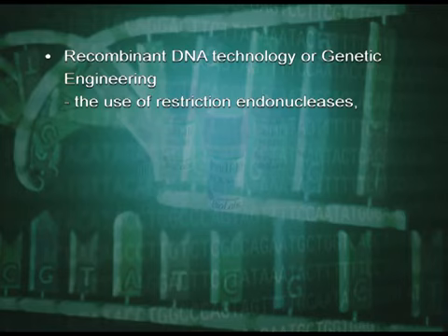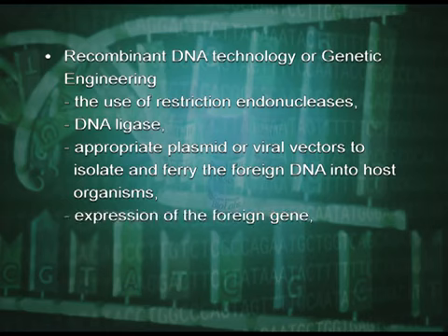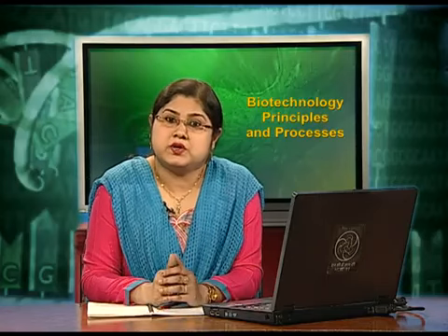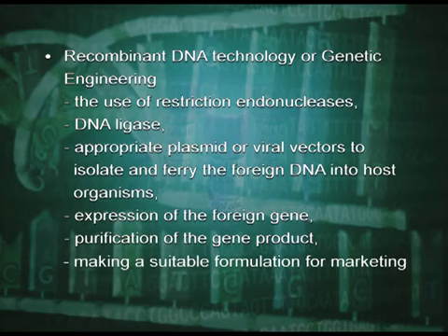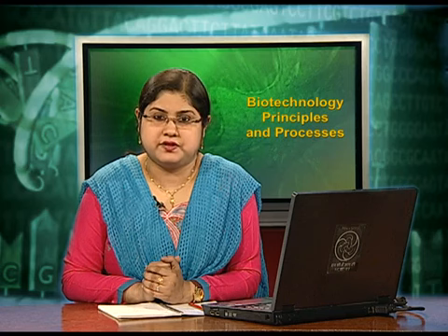This process involves the use of restriction endonucleases, DNA ligase, appropriate plasmid or viral vectors to isolate and ferry the foreign DNA into host organisms, expression of the foreign gene, purification of the gene product, that is the functional protein, and finally making a suitable formulation for marketing. Here, large scale production involves use of bioreactors. With this, we have completed the chapter on principles of biotechnology.